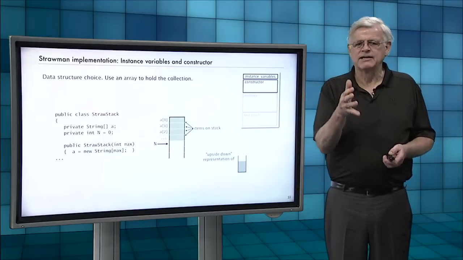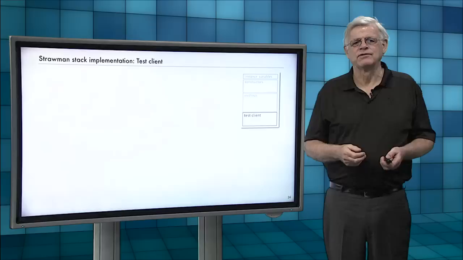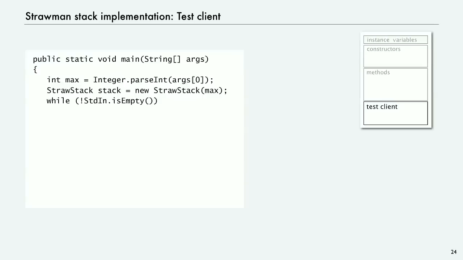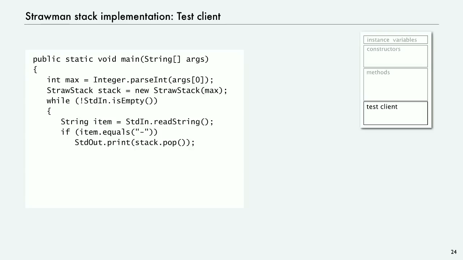Given that, to implement the operations, let's do the test client first. This is a test client that performs like the examples that I showed right at the beginning. What we're going to do is read strings off standard input. While it's not empty, we're going to take an item. If the item is a minus sign, then we pop and print the result of popping, just like we did in our examples. Otherwise, we push, and that's the test client.